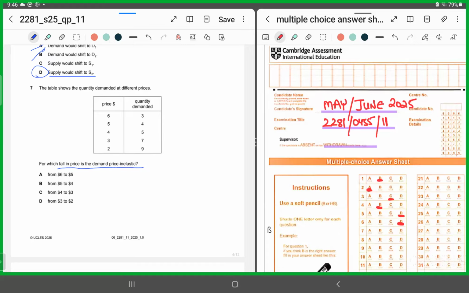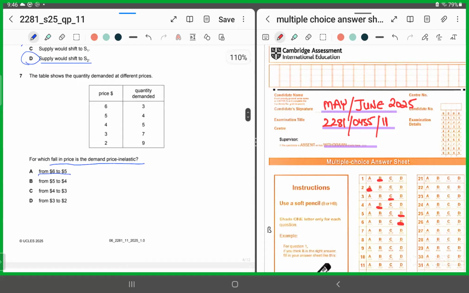Now they're saying which price change would show you that the demand is price inelastic. So for this, we'll do the working. Option A says from $6 to $5. So now what we'll do is we'll calculate the PED at each level and we'll determine the value of PED in each case in order for us to determine whether it is price elastic or price inelastic. Alright, let's work it out. Option A says from $6 to $5.